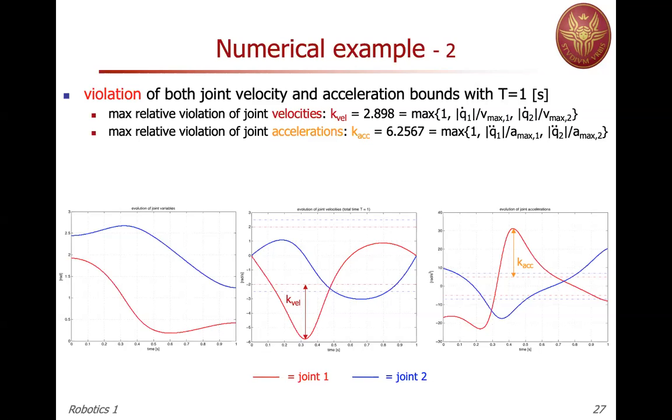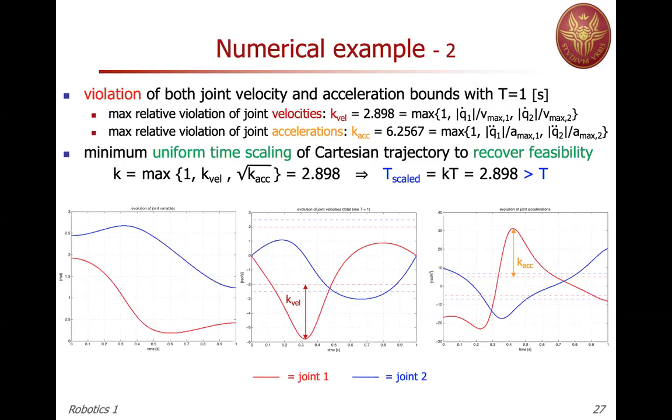And now you have to choose what is the k by which you have to slow down in this motion, okay? So the minimum scaling, the minimum means that, of course, you can scale even more, but then you would be too conservative. In order to recover feasibility in this case, because we were exceeding the bounds, is the maximum between the k1, of course, you always keep this for safety, the k-val, and the square root of k acceleration. Because you know that you scale by in a quadratic form the acceleration.